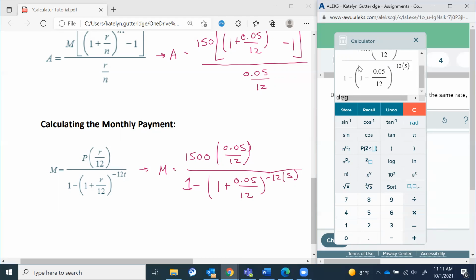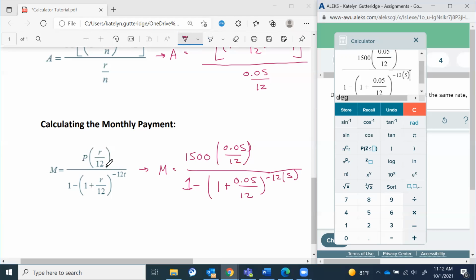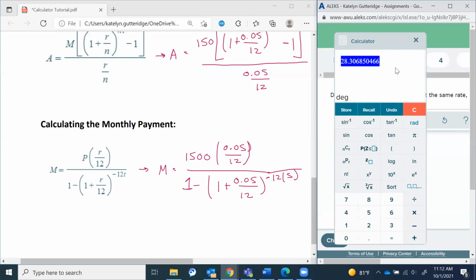So I've got my 1 minus, my parentheses, 1 plus 0.05 over 12, close the parentheses, negative 12, 5. That looks just like I have it written down on my piece of paper. Same shape, same parentheses, same symbols in the same place. Same thing with the numerator. I have the 1500, the parentheses, 0.05 over 12. This entire thing is taking the same shape. It looks the same as that formula that Alex gave us. And then I'll hit enter. And that gets out our final answer. And again, at this point, you want to look to Alex for your rounding directions.